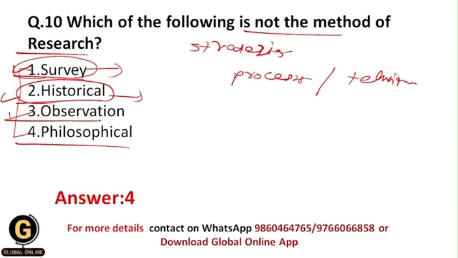We can collect the data through the pictures or videos which are recorded. And as well, observation is the mostly used data collection method in the research, in different kinds of research types, right? And within the observation, researcher can use some strategies or techniques such as participant observation, which is one strategy, and non-participant observation, which is another strategy. That's why all of these are methods of research, but philosophical is not a method of research, and that's why your correct answer should be 4.